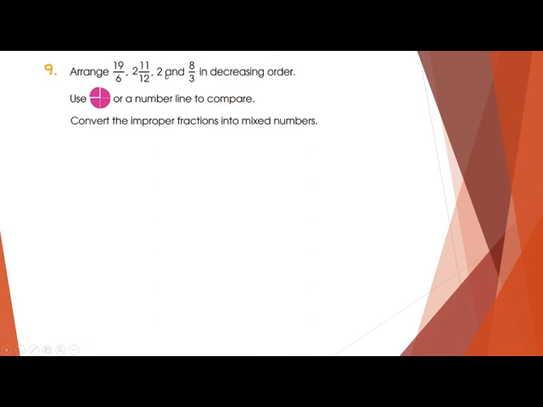2 whole 11 upon 12, 2 whole 2 upon 3 and 8 upon 3 in a decreasing order. You have to arrange these in the decreasing order. It means from greater to smaller. You can use the circle or the number line to compare them. Convert the improper fraction into a mixed number.